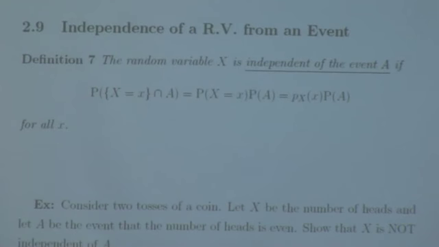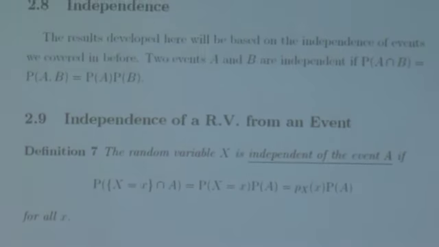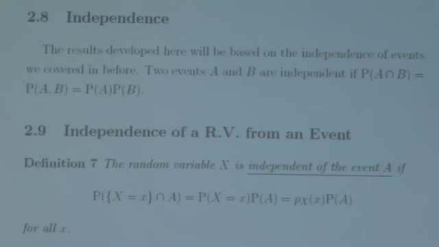Now, you remember what it means for 2 events to be independent. 2 events A and B are independent if the probability of A intersection B is equal to the probability of A times the probability of B. That's easy. For 3 events, we need to have this satisfied for each pair of events and also for all 3 events at once. P(A ∩ B ∩ C) equals P(A) times P(B) times P(C).